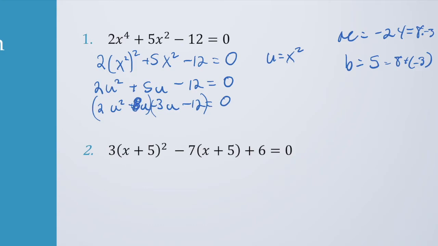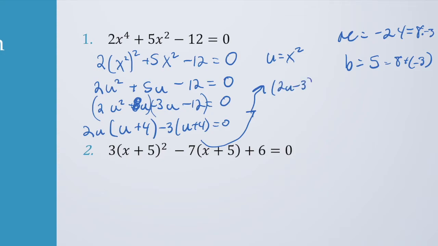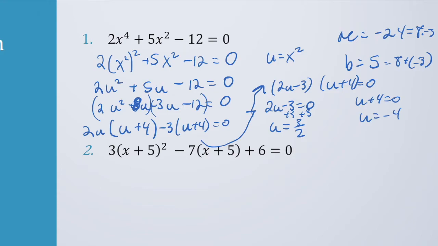The greatest common factor of 2u squared and 8u is 2u, so that leaves me with u plus 4. The greatest common factor of negative 3u and negative 12 is going to be negative 3, which leaves me again with u plus 4. And then we collect the like terms. So I have 2u minus 3 times u plus 4 equals 0. Now I can go ahead and solve. 2u minus 3 is 0, u plus 4 is 0. u equals negative 4, u equals, if I add 3 to both sides and then divide by 2, 3 halves.